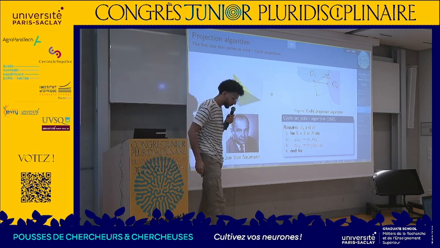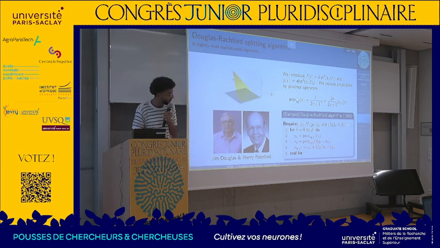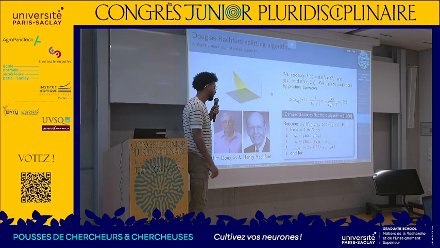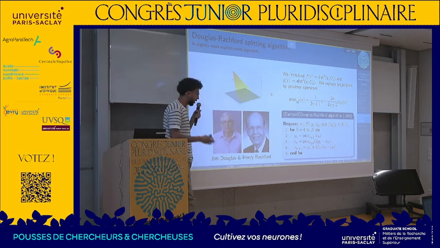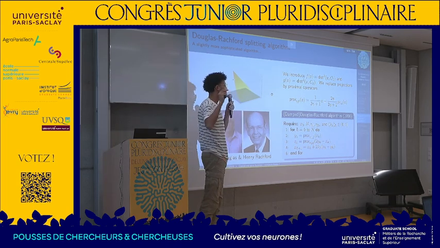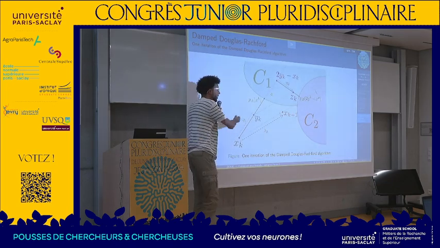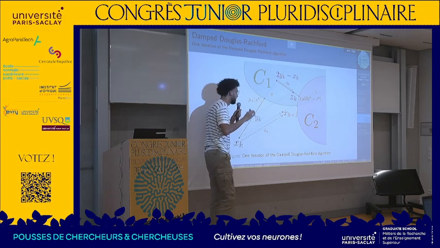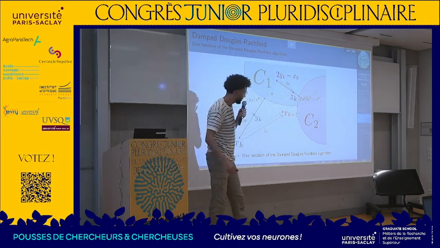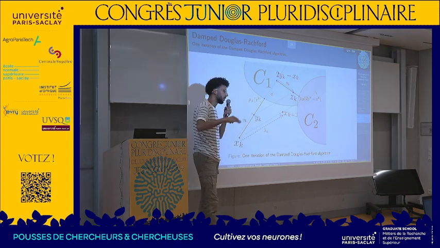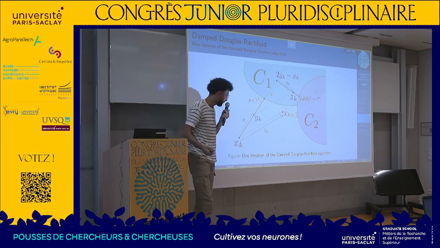And maybe a more sophisticated algorithm was invented by these two masterminds, Douglas and Rachford, and they decided not to directly project onto the set, but to take partial projection. So the animation doesn't work also, but there is this pretty hard to understand drawing, but what you just have to understand is that it's way faster than the previous idea of just alternating projection.